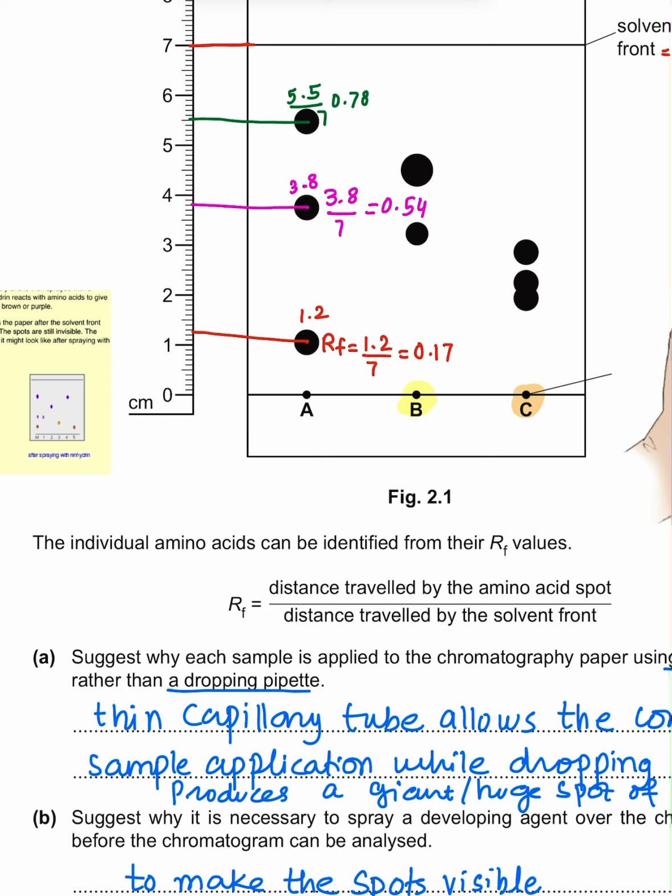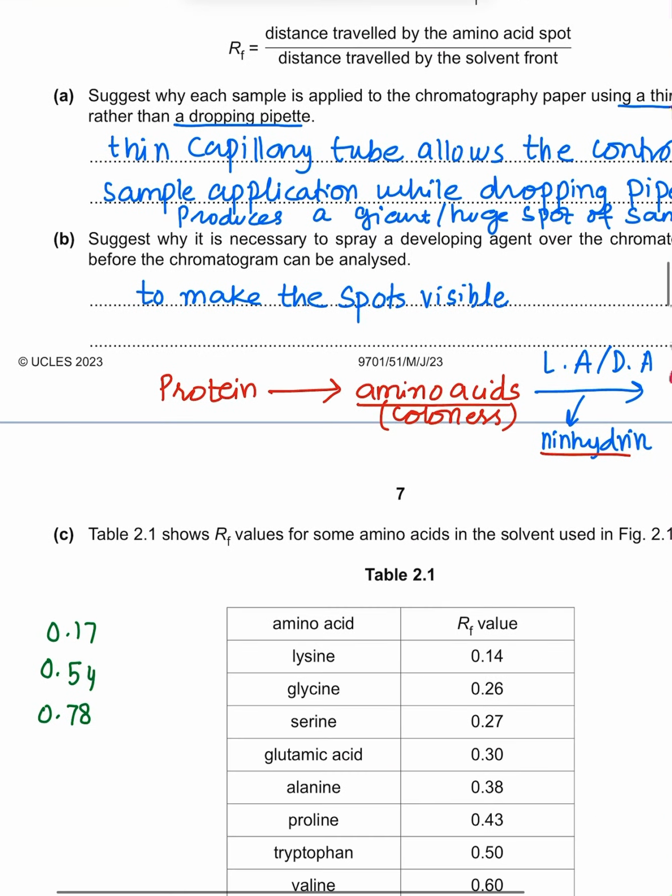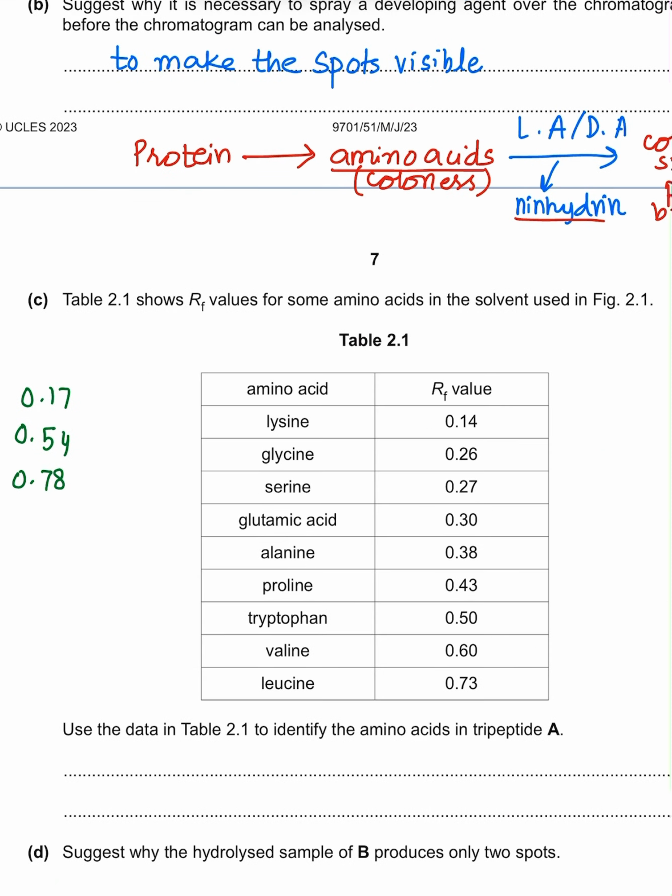For example, for spot A, some students might get a value of 1, and if you find the RF value using this point, it turns out to be 0.14. So they are approximately equal, either 0.14 or 0.17, and it's going to take you to the right answer. We have the data in front of us. 0.17 is very close to the value for lysine. Then 0.54 is for tryptophan, and 0.78 is for leucine.